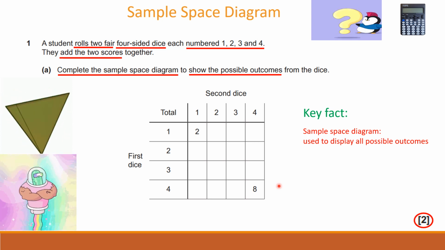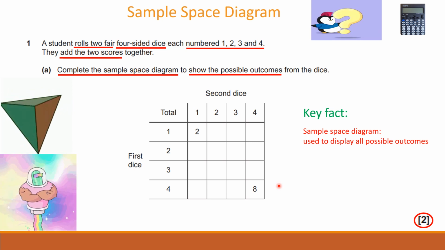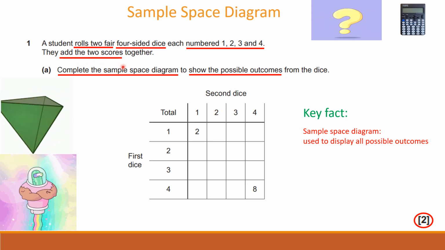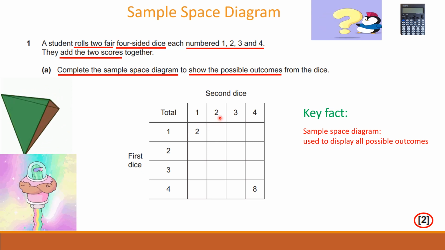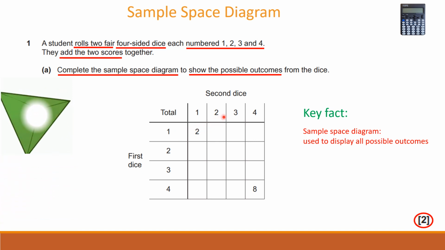Fantastic work, guys. Hopefully you've managed to complete this table. So remember, you were adding together the two scores. So to start with, the first dice had a score of 1 and the second dice had a score of 2. So 1 plus 2 is 3. So you should have written 3 in the first blocks. The next one, the first dice had a score of 1, the second dice had a score of 3, 1 plus 3 is 4. The next one, I've got a score of 1 on the first dice, 4 on the second dice, 1 plus 4 is 5. We're going to keep repeating this process.